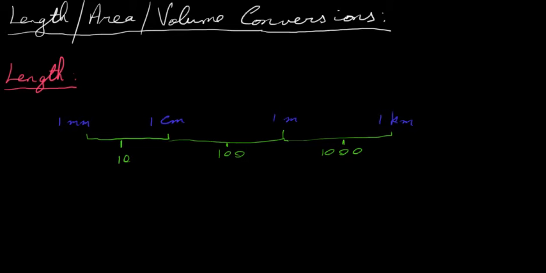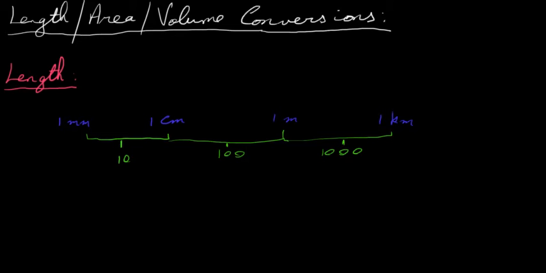So we'll start with lengths anyway. The lengths that we're going to use are millimeters, centimeters, meters, and kilometers. We're starting with the smallest measurement here, which is a millimeter. Then we go to centimeters, then meters, and then kilometers. Now, we know that there are 10 millimeters in 1 centimeter, there are 100 centimeters in 1 meter, and there are 1,000 meters in 1 kilometer. So these are going to be the numbers that we use to do our conversions.